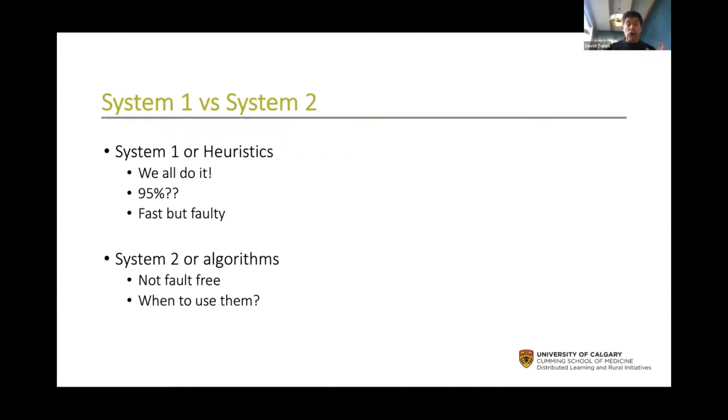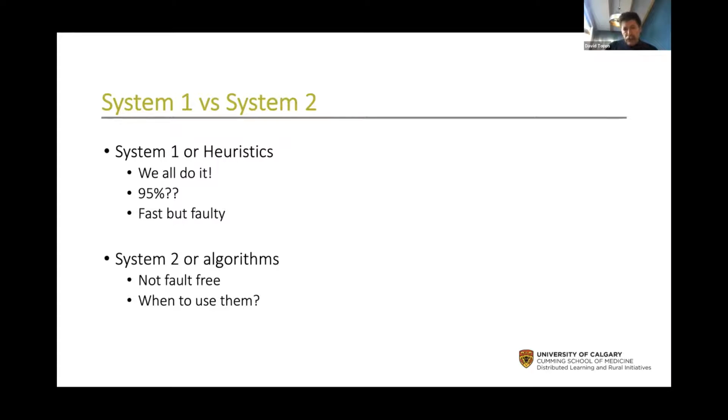Heuristics, or system 1, work fine for us. We're often not even aware that we're using them. If you look at how expert thinkers do their decision making, the vast majority of it has been quoted as 95%, although the stats on that are pretty sketchy. It's like that old saw about 78% of statistics being made up on the spot. Exactly. So it's fast, but it can be faulty, and we should recognize and acknowledge that.